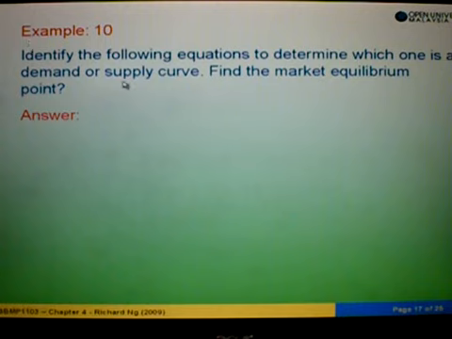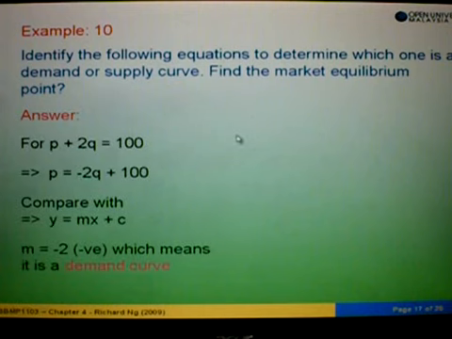Let's look at example 10. We are asked to identify the following equations to determine which one is a demand or supply curve. And then next, find the market equilibrium. Alright. So we are given the line equation P plus 2Q equals 100.